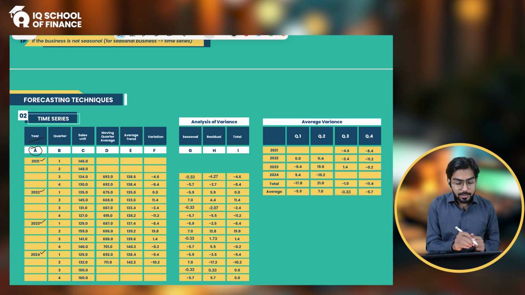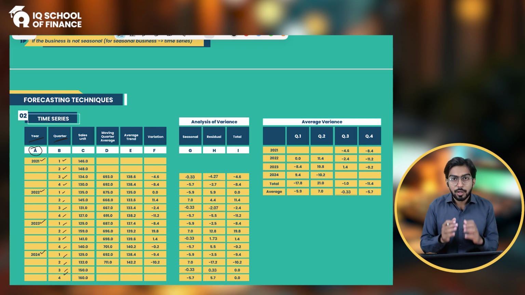And column B is for the quarters. For each year we have 4 quarters: quarter 1, quarter 2, quarter 3, quarter 4, and so on. So 4 years with 4 quarters each, we have 16 rows with us.